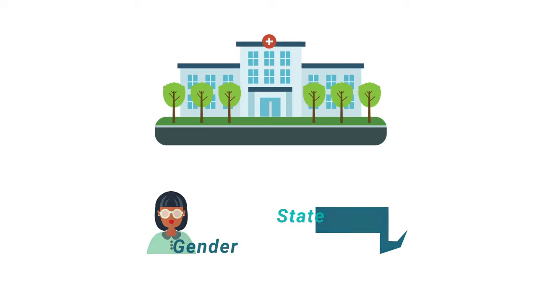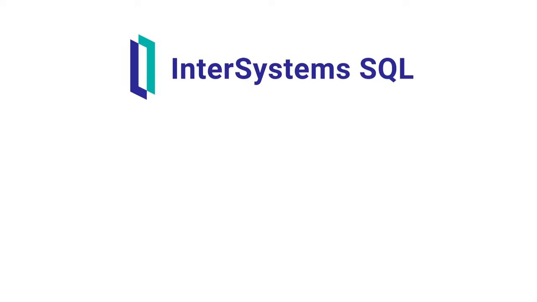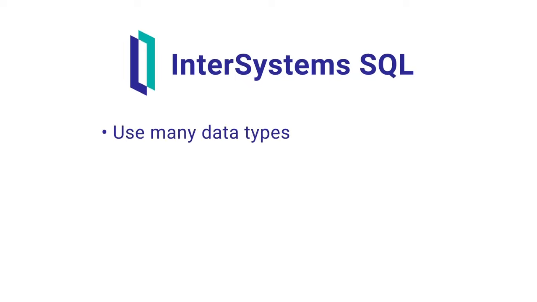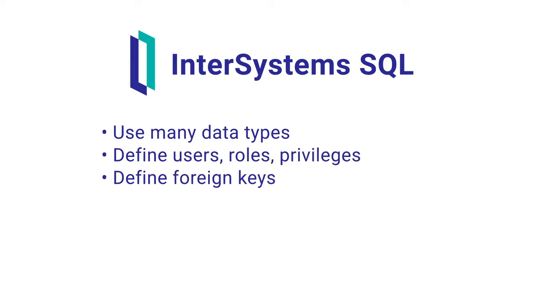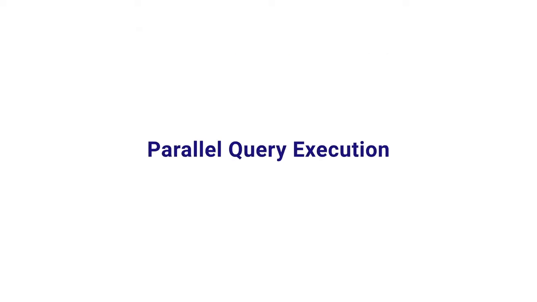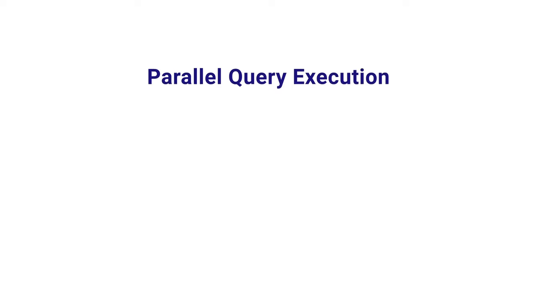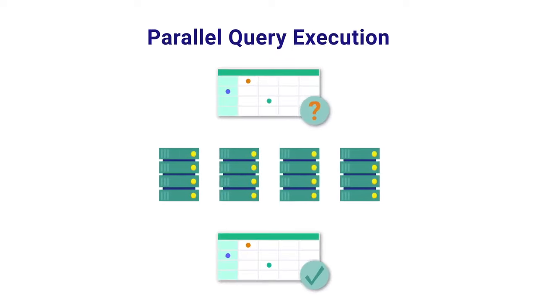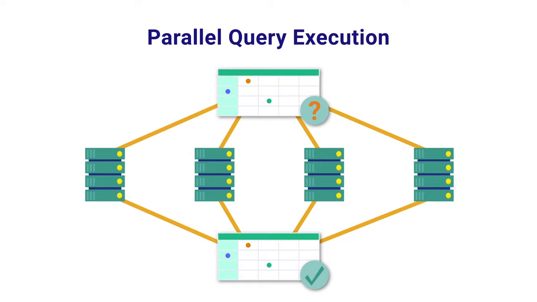Alongside all these features, you can still do everything you would expect to do with a relational database, such as use a wide variety of data types, including user-defined types, define users, roles, and their privileges, define foreign keys and other constraints, define and execute stored procedures, and more. And to boost its already elite performance, InterSystems IRIS includes parallel query execution, an automatic feature, if enabled, that optimizes query processing to leverage available CPU and memory usage.